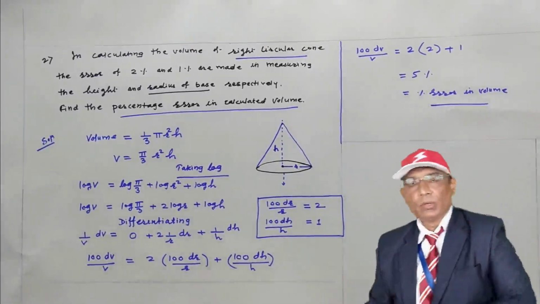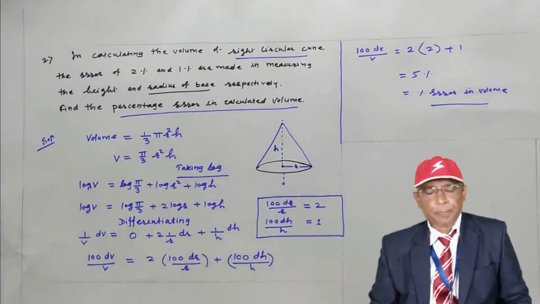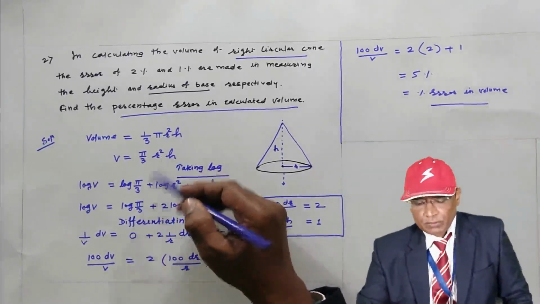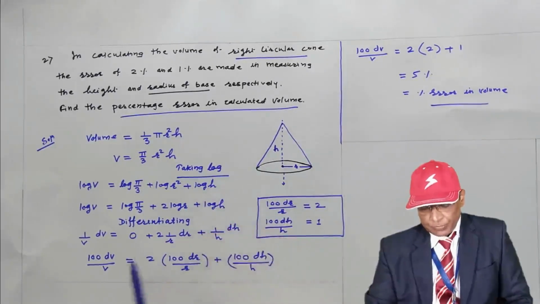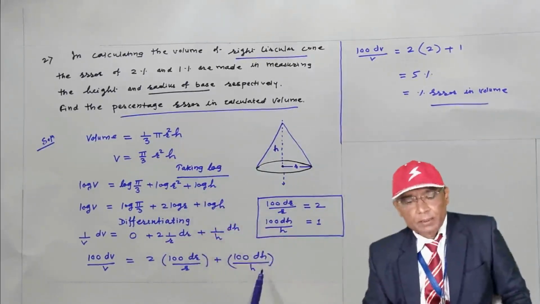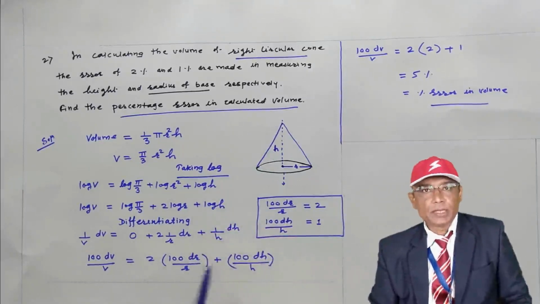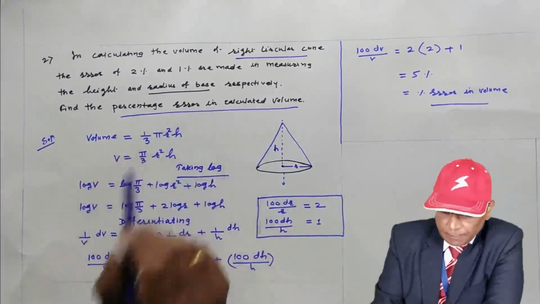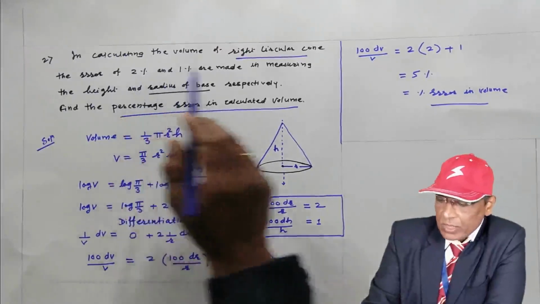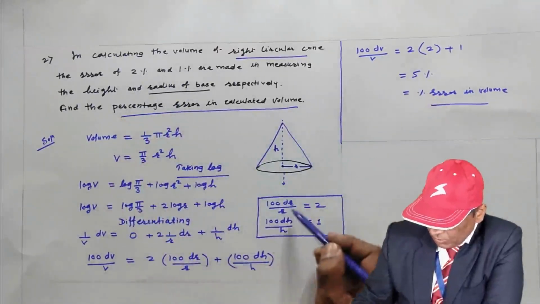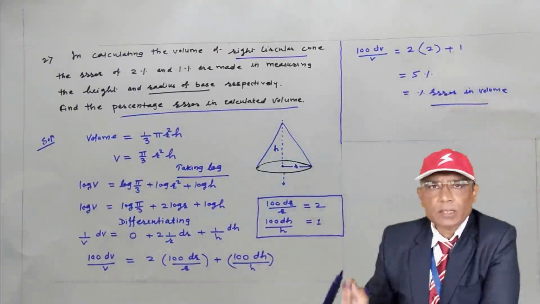In this way we have solved this problem. Very simple. Write out the formula. Take log. Differentiate it. Multiply by 100 because we are dealing with the percentage error, and percentage error is asked. And the percentage error of R and H given to you. Put down the value here and get the answer.